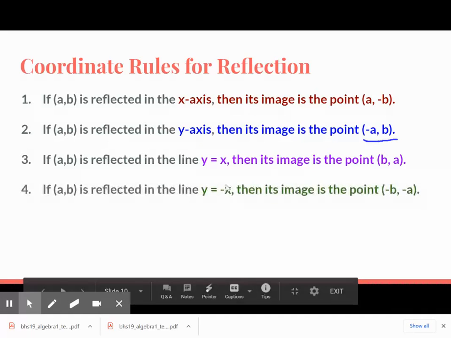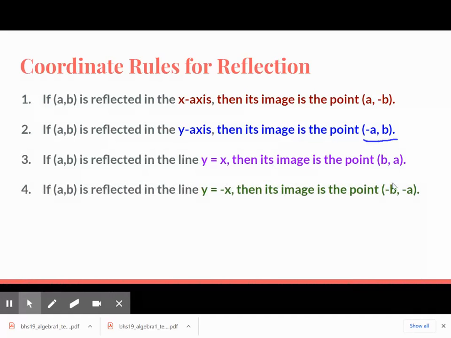Y equals negative x, it's the opposite of B, opposite of A. So negative B comma negative A. So flip and change the sign of both. Flip x and y and change the sign of both.